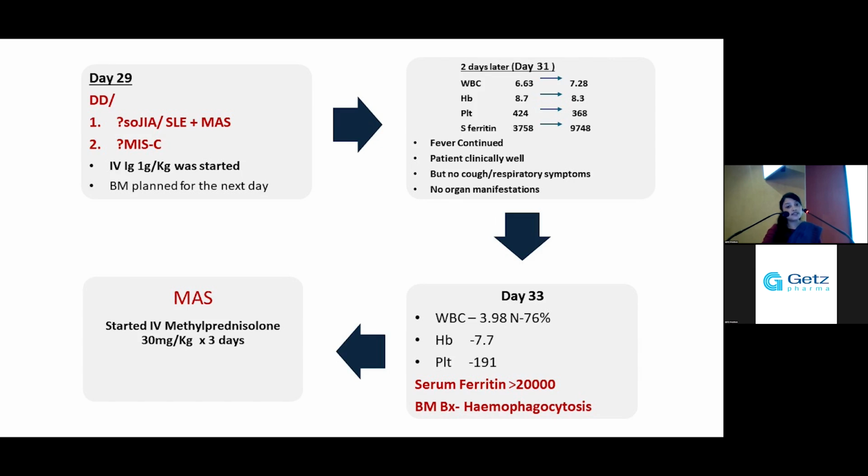So considering both these differentials, after combined discussion, we went ahead with IVIG, 1 gram per kg, and the bone marrow biopsy was planned for the next day.